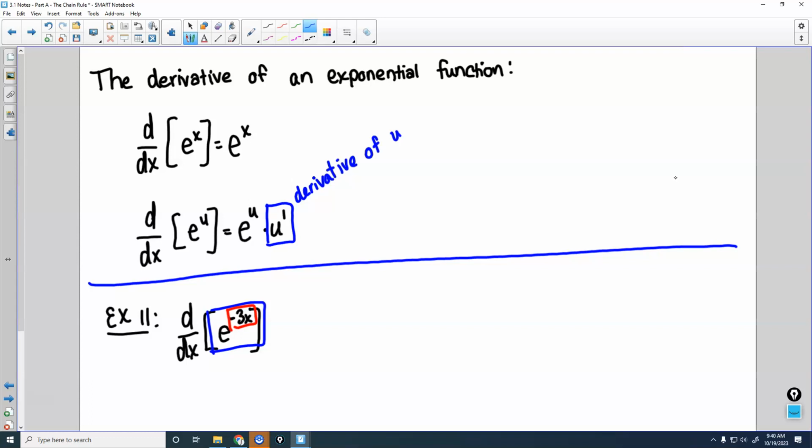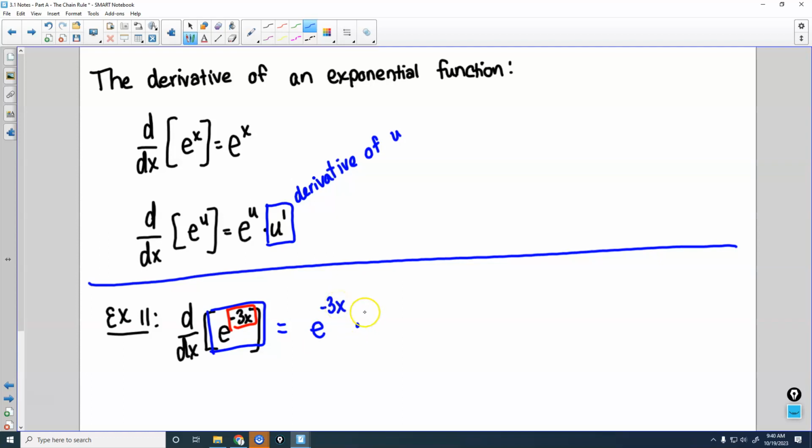So for 11, we've got to take the derivative of e to the negative 3x. The outside part is the e to the power. The inside part is whatever you've got as your exponent. So it would look like this. The derivative of e to something is e to that something. So it's just e to the negative 3x.